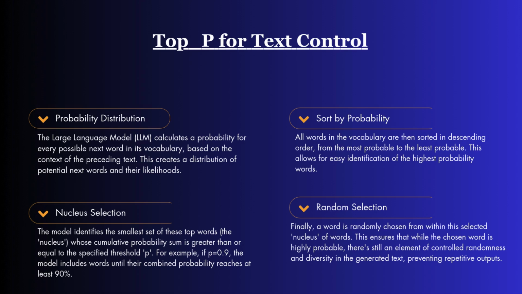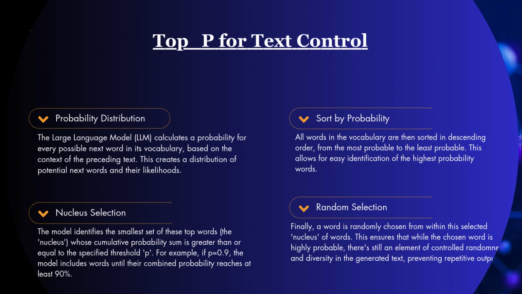3. Nucleus selection. It picks the top words whose total probability adds up to a certain number. If that number is 0.9 or 90%, the AI keeps adding words until their combined chance reaches 90%. This group is called the nucleus. 4. Random sampling. Finally, the AI randomly chooses one word from that group. This way, the result is not always the same and can be more interesting.